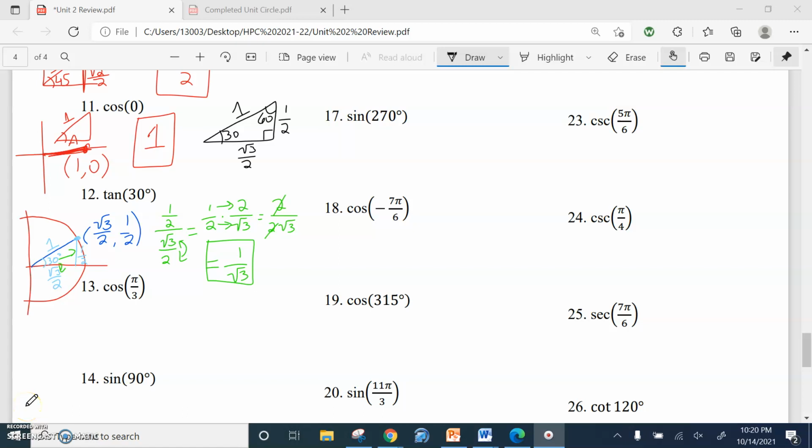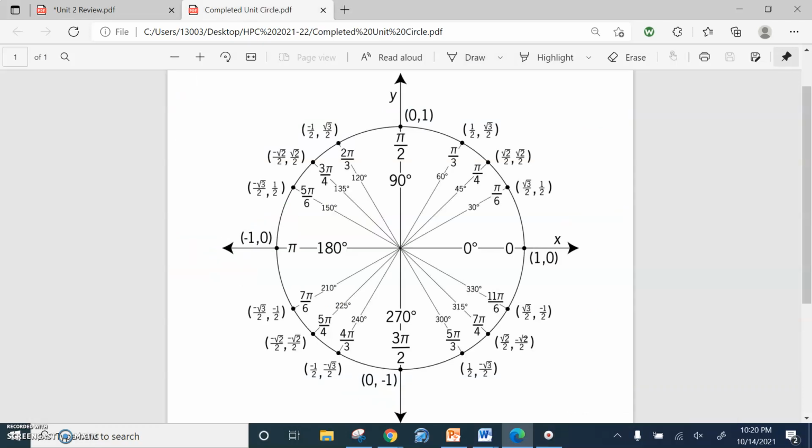All right, we're going to start at number 13 in this video and see how far we can get. But number 13 is just cosine pi over 3. With most of these, if I can, I'm going to just try and refer to the unit circle and answer as many questions as I can through that. So here it is, a completed unit circle. So I'm trying to look at cosine of pi over 3.